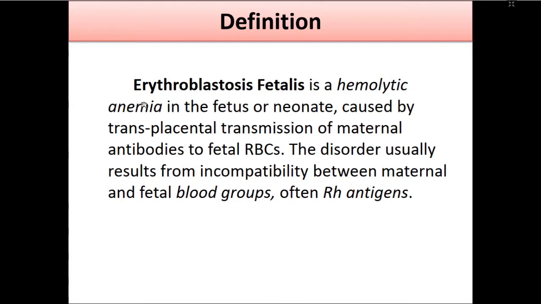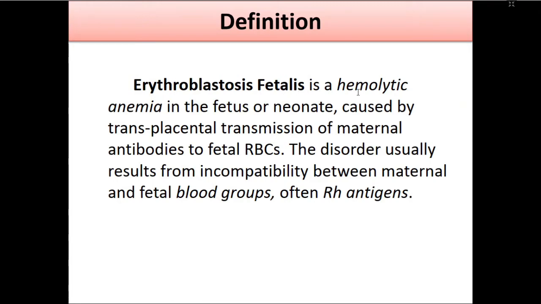Let's come to the definition of erythroblastosis fetalis. We will break this word down. Erythro means red blood cells. Blast means its precursor or immature RBC. Osis means increase in number, while fetalis means inside or in the fetus. So the basic meaning of erythroblastosis fetalis is an increase in number of immature RBCs, or blast RBCs, inside the fetus.